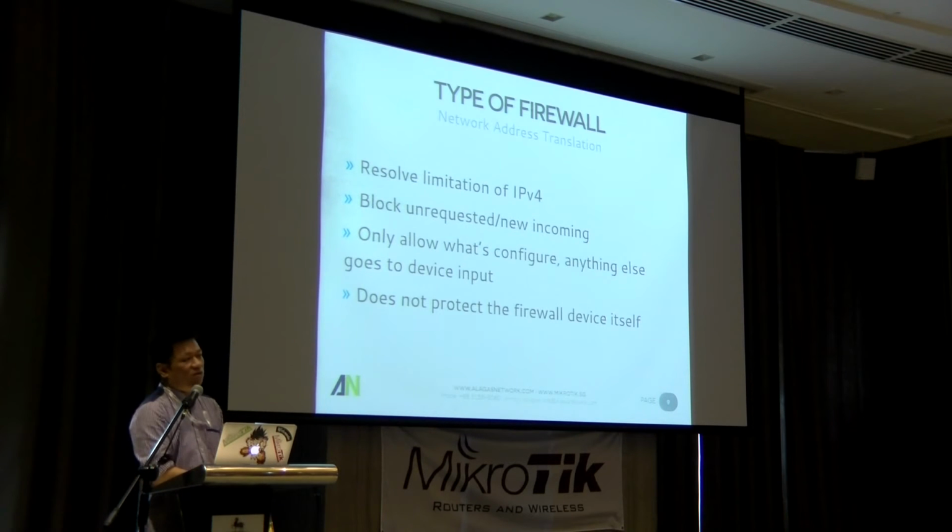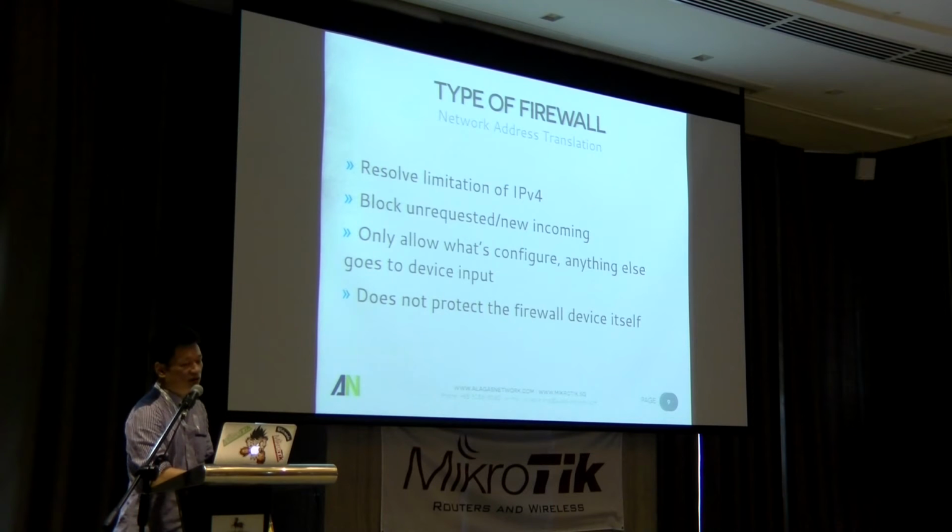The second type of firewall is not actually called a firewall. It's network address translation. This method was initially designed to resolve a limitation, because there's a limited number of IP addresses. As I think most of you know, there's class A, class B, class C, public IP addresses and private IP addresses. So NAT was originally designed to resolve the issue where there are not enough public IPs for all the users on the internet.